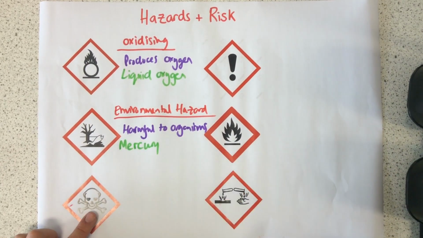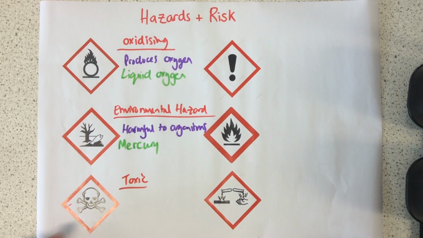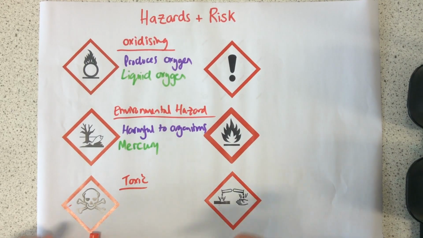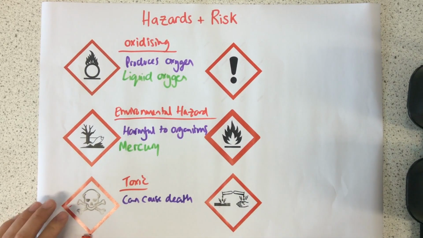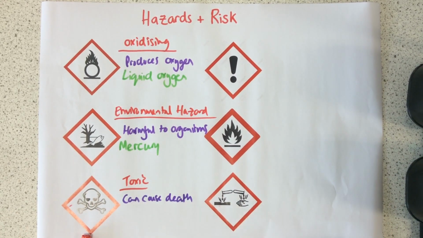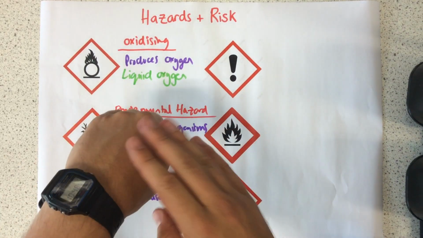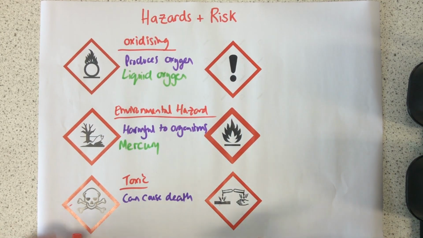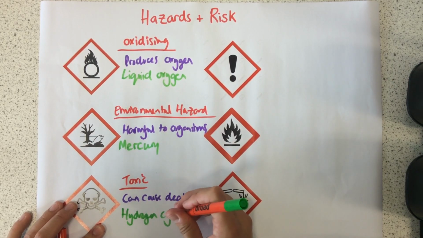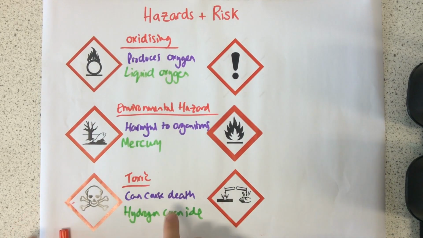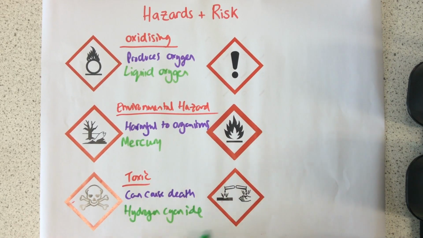Okay, the next one, this kind of skull and crossbones here, that one means toxic. So if you see that symbol on the side of a bottle, it means that it can cause death. Now this could be through several different means. Depending on the substance, it could be caused by swallowing, breathing in, or in certain cases absorption through the skin itself. An example of a toxic substance is hydrogen cyanide. So it's the one that can cause death. Just think of the skull and crossbones as a nice way of remembering that it causes death.